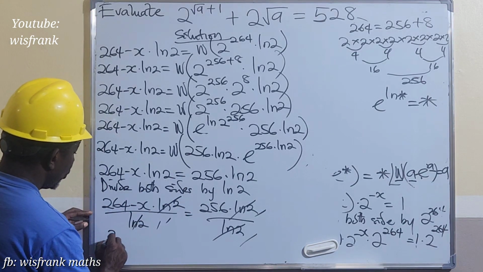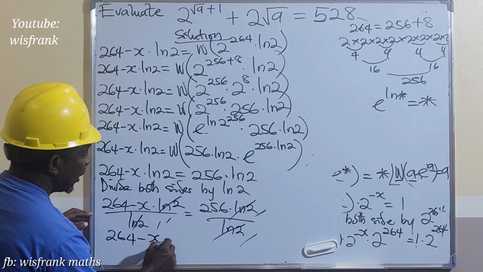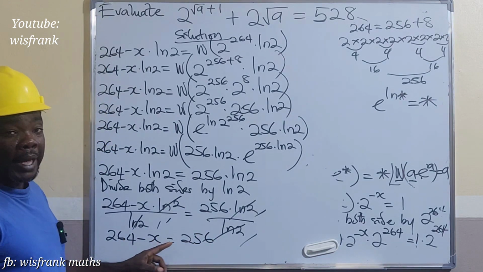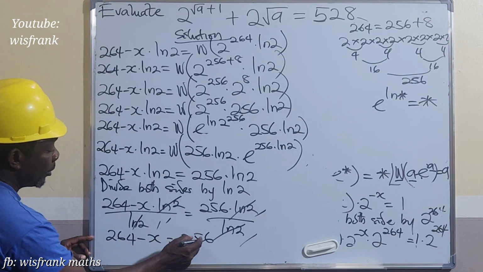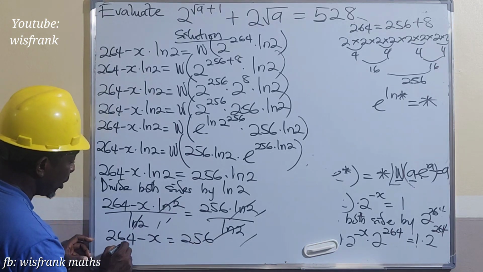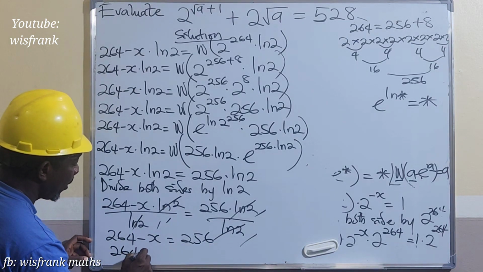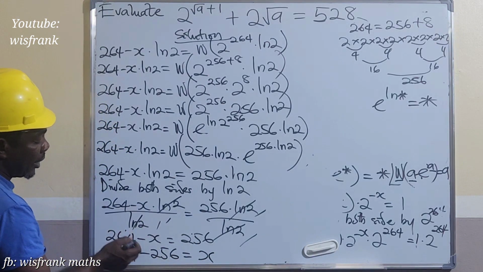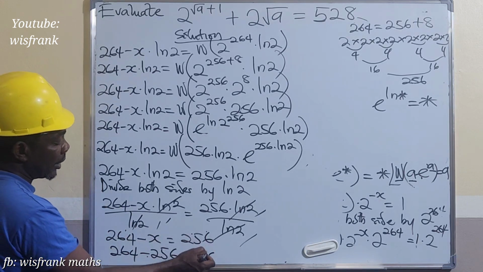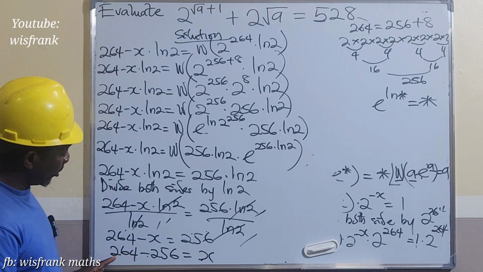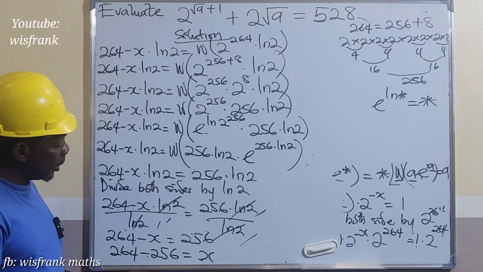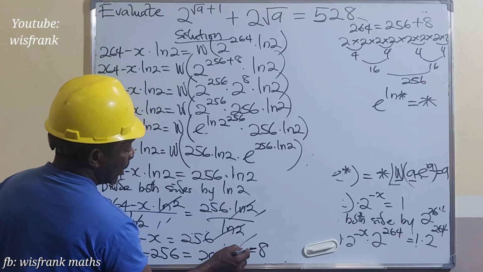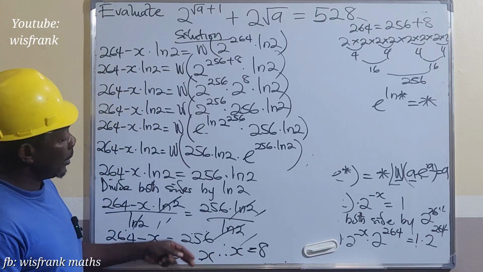So this will become 264 minus x equals 256. Here we can make x the subject of this expression. By transposing this to the other side, we have 264 minus 256 equals x. When this transposes to the other side, it becomes negative, and this transposes to the other side, it becomes positive. So when we subtract 264 minus 256, our x will be equal to 8. So the value of our x equals 8 in this expression.